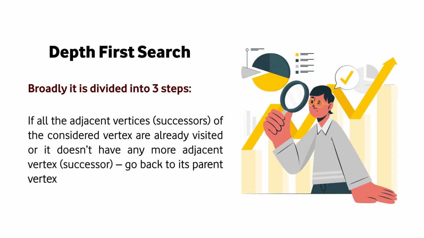Now in the last step, if all the adjacent vertices, like successors of the considered vertex, are already visited, then it does not have any more adjacent vertex, and you go back to its parent vertex or parent node. Okay, so just before starting the algorithm, there is some terminology that will be used in the algorithm.